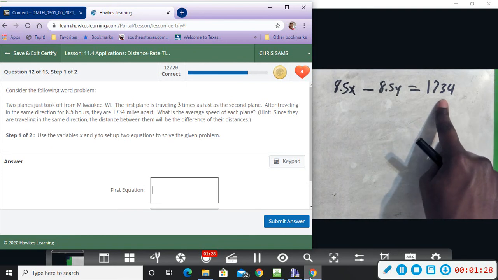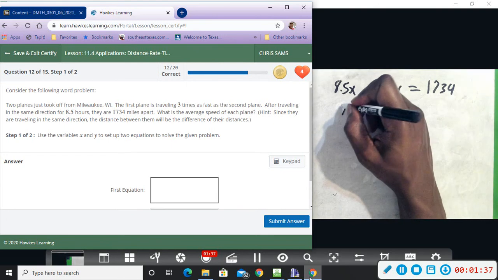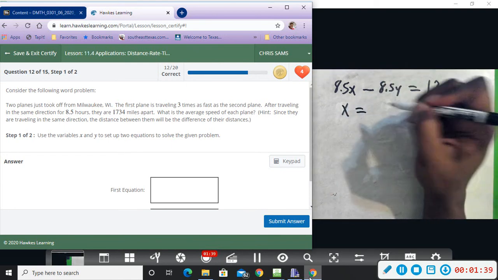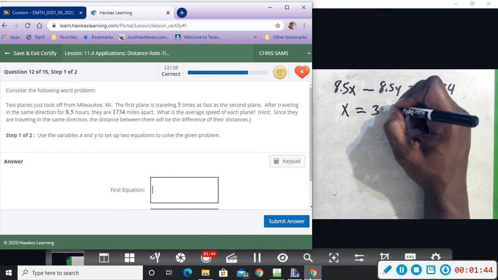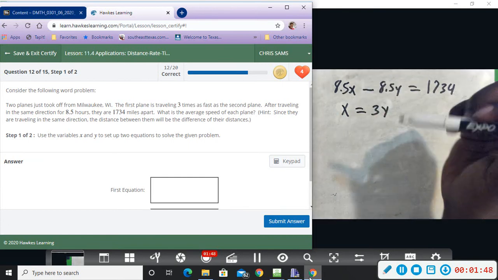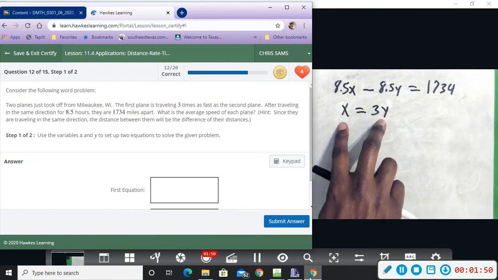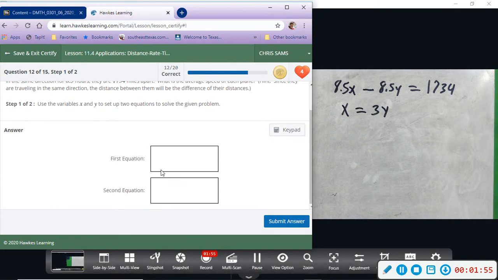The second equation says that the first plane is going 3 times as fast as the second plane. So the first plane, x, is 3 times as fast, so it's going to be 3y. Whatever this speed is, this one is going 3 times as fast, so if I multiply that by 3, they will be equal. So here are my two equations. Go ahead and put them in, and then we'll solve this by substitution. It'll be easy just to plug in right there and solve.